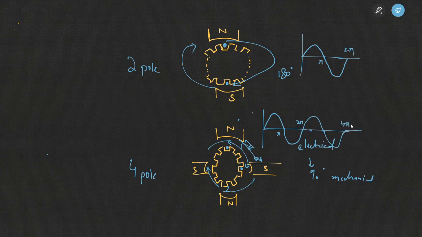So you can actually see that in the case of a two-pole machine, the magnetic field basically completes one cycle over the circumference of the armature. But in the case of a four-pole machine, the magnetic field will cover two cycles over the complete armature. In the case of a six-pole machine, it will complete three cycles. So the mechanical angle and the electrical angle are different for such cases.